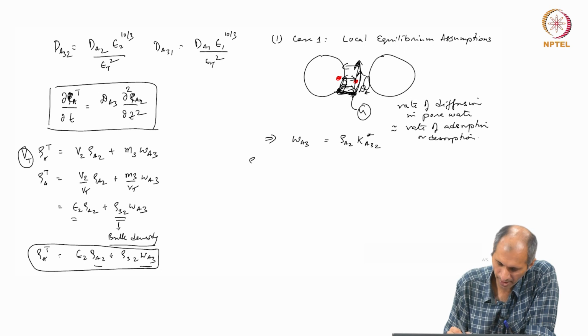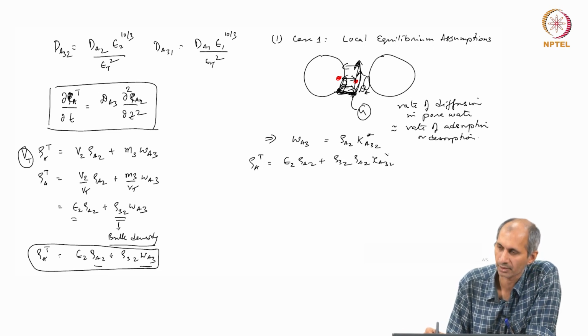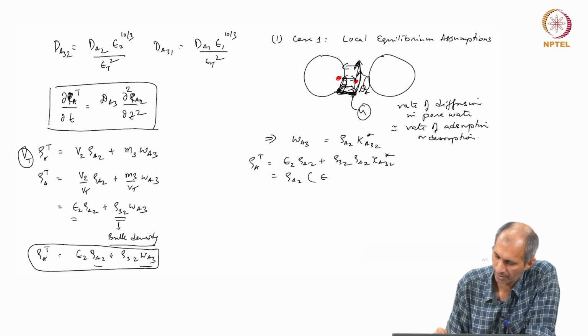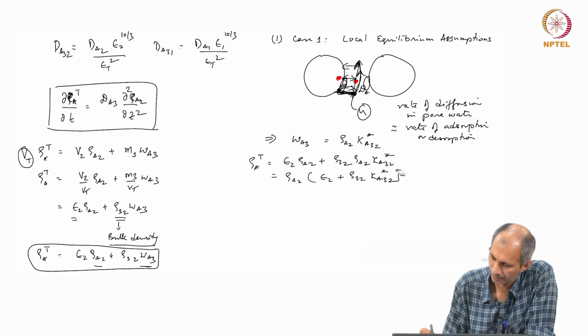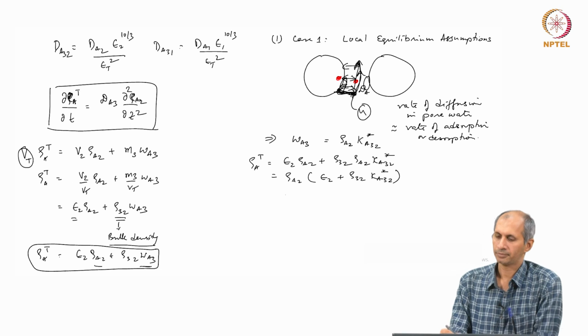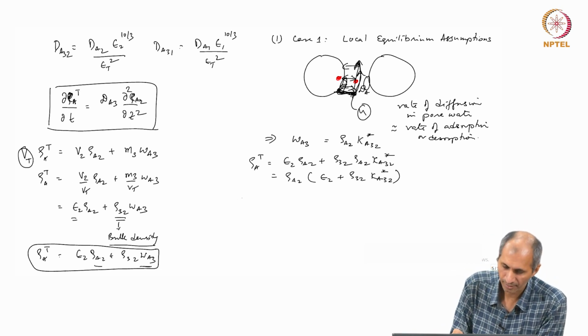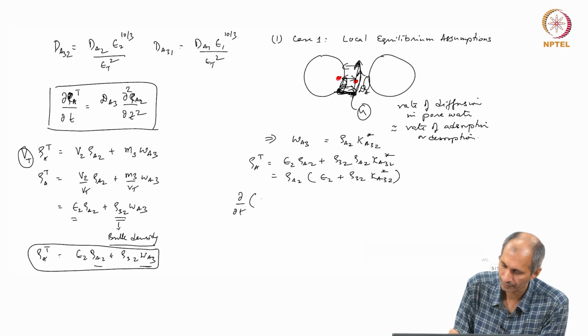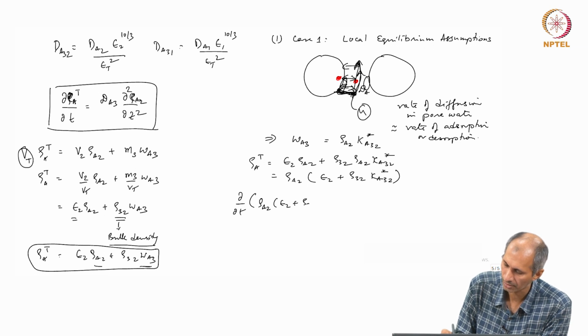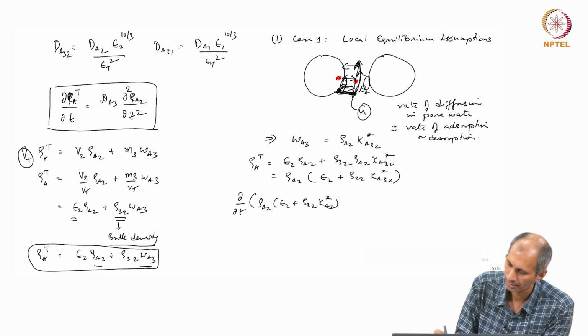So, now our rho AT becomes epsilon rho A2 plus rho 32 into rho A2 into K 32 star. Now, we take out rho A2 here, it becomes epsilon 2 plus rho 32 into K 32 star. This equation, now we put it back into this, we have dou by dou T of rho A2 into epsilon 2 plus rho 32 K 32 star equals dA3 into dou square rho A2 by dou Z square.